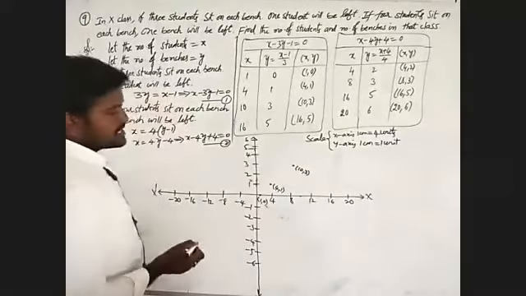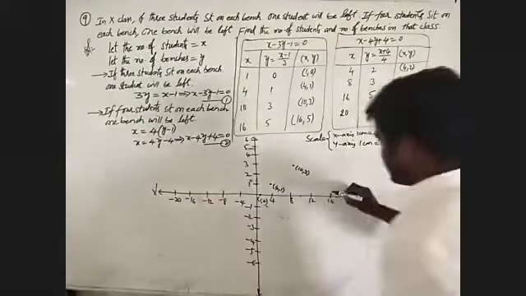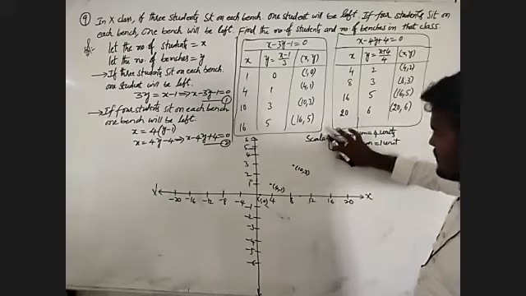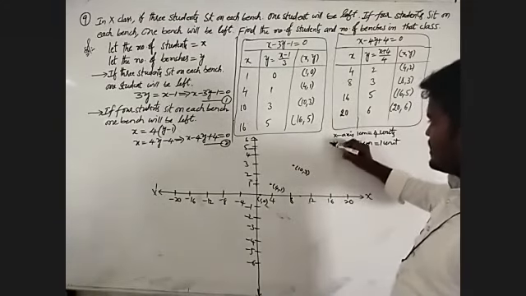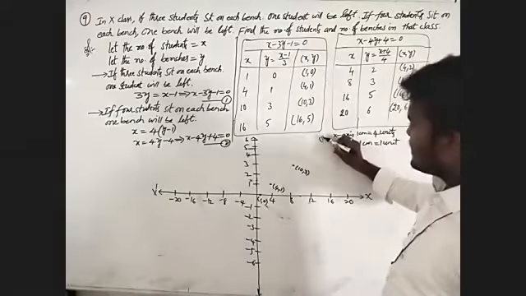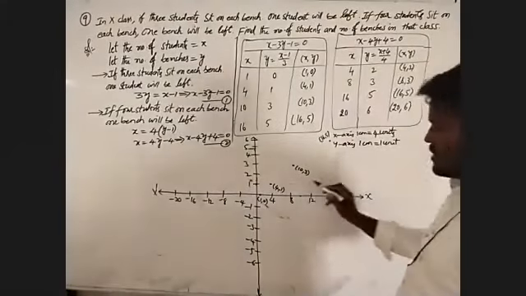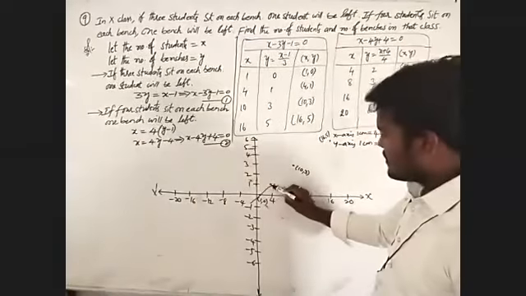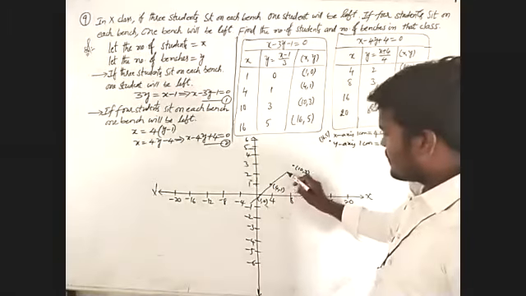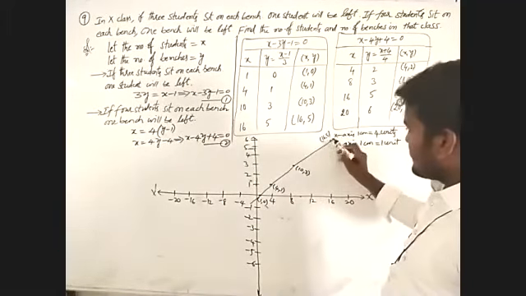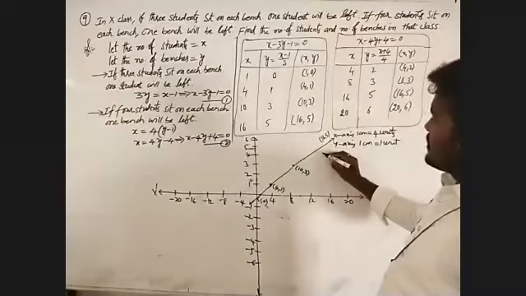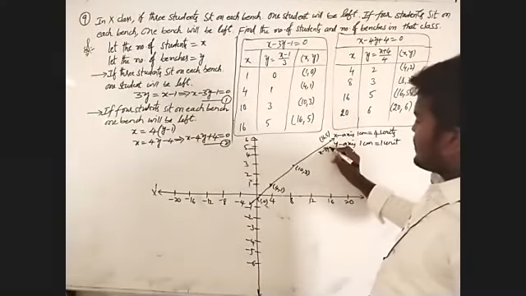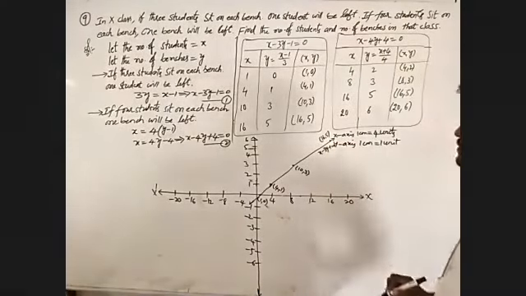After we'll take 16, 5. This is 16. This is 5. The name of given point is 16, 5. We'll draw this one. The name of given line is x minus 3y minus 1 becomes 0.